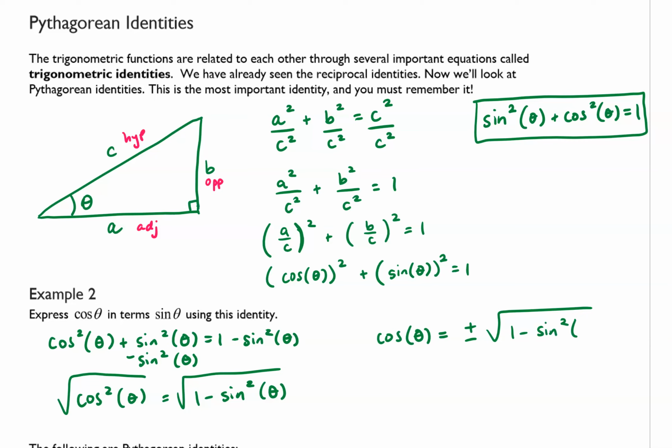And the plus or minus is there because it just depends on which quadrant the angle is in. So cosine of theta could potentially be the positive or the negative square root of 1 minus sine squared theta, again, just depending on which quadrant theta is in.